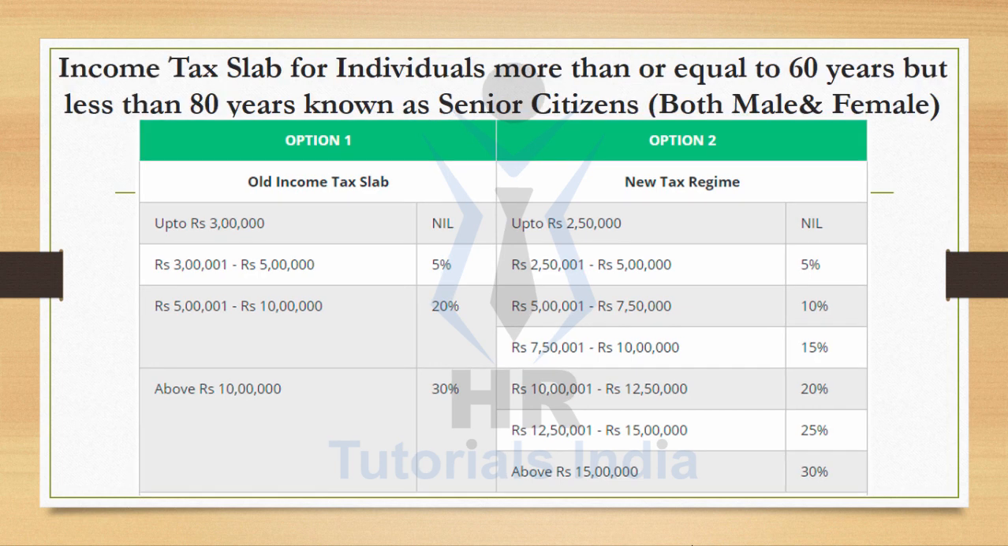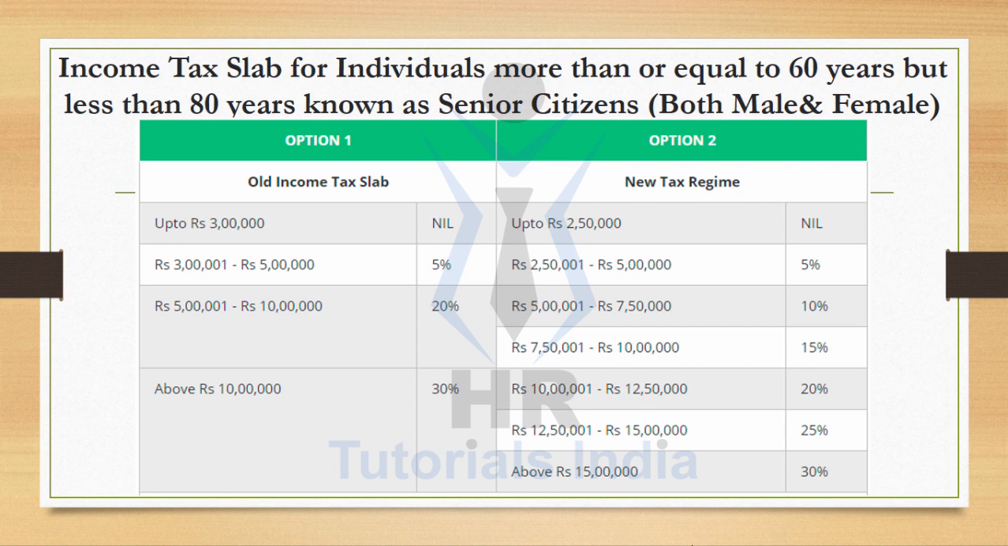Income tax slab for individuals more than or equal to 60 years but less than 80 years, known as senior citizens, both male and female. Even this tax slab has two options, that is the old income tax slab and the new tax regime. Let us now understand the tax percentages in the old income tax slab. Up to 3 lakhs, it is nil. 3 lakhs to 5 lakhs, 5%. 5 lakhs to 10 lakhs, 20%. And above 10 lakhs, it is 30%.